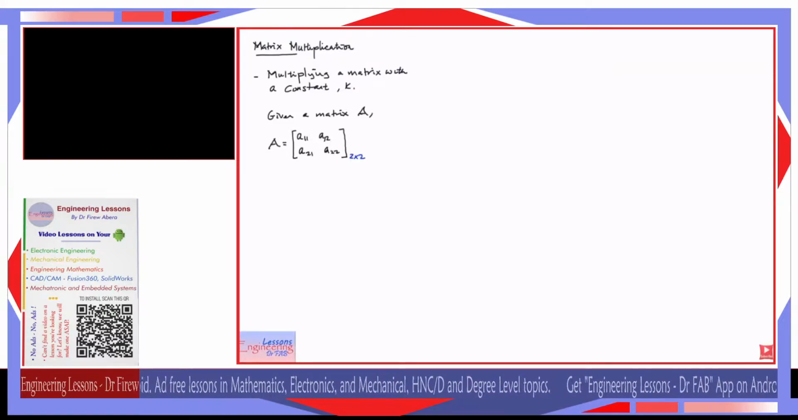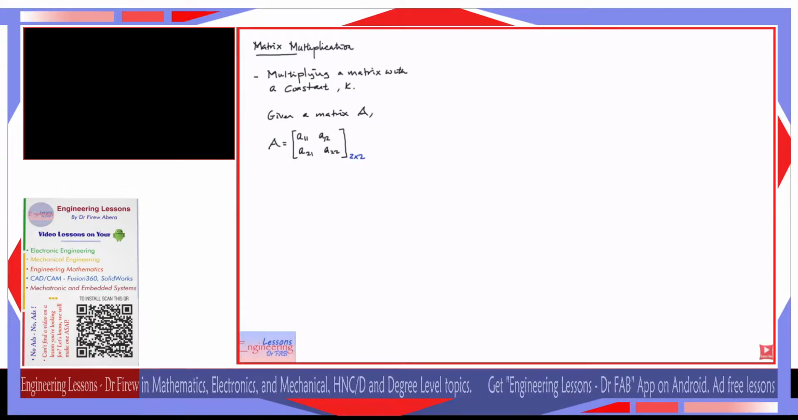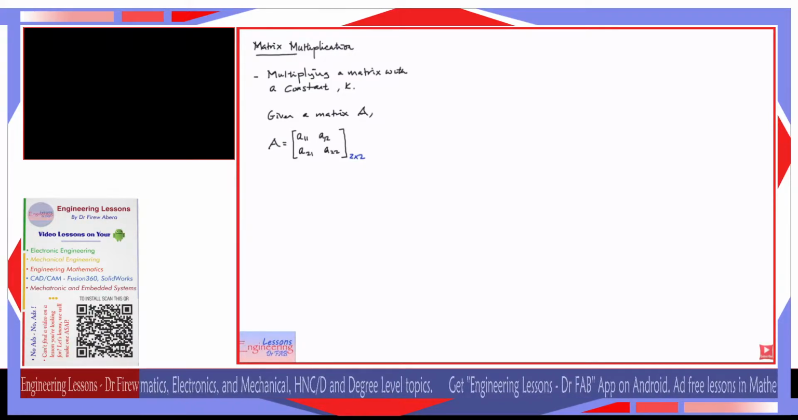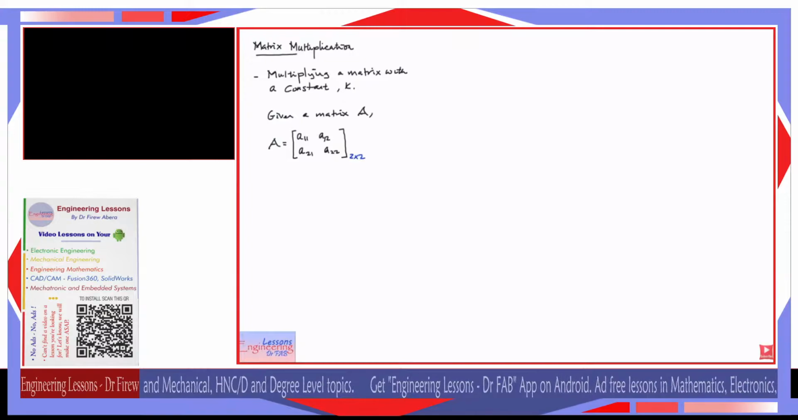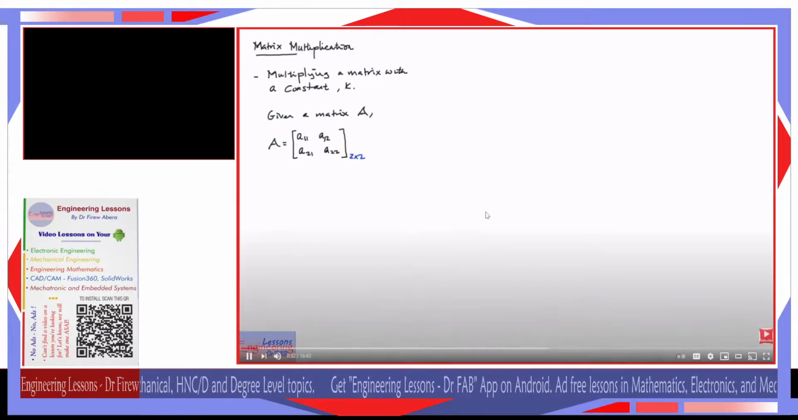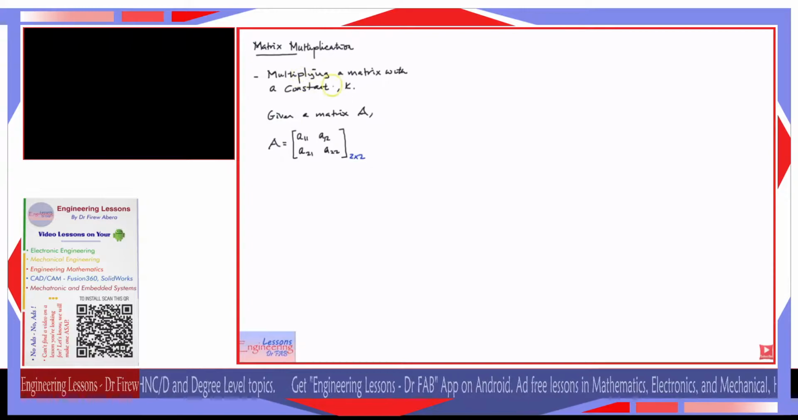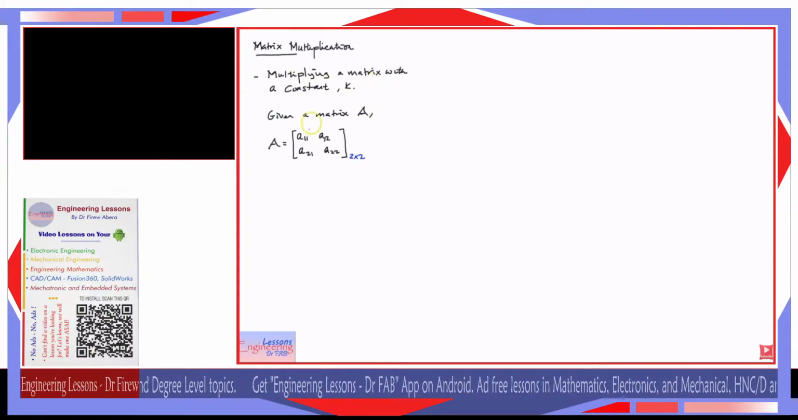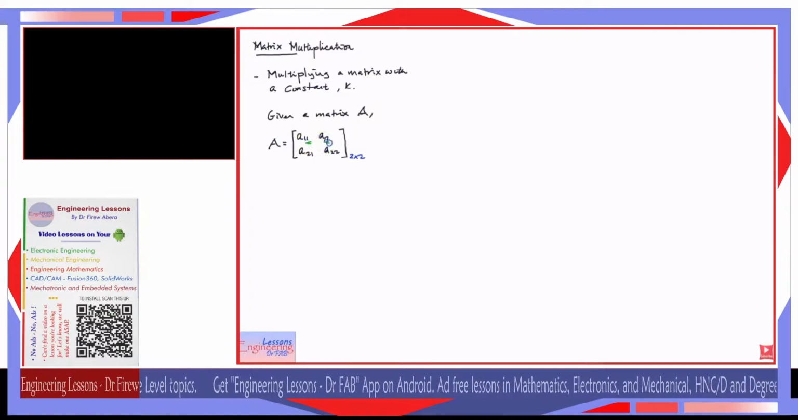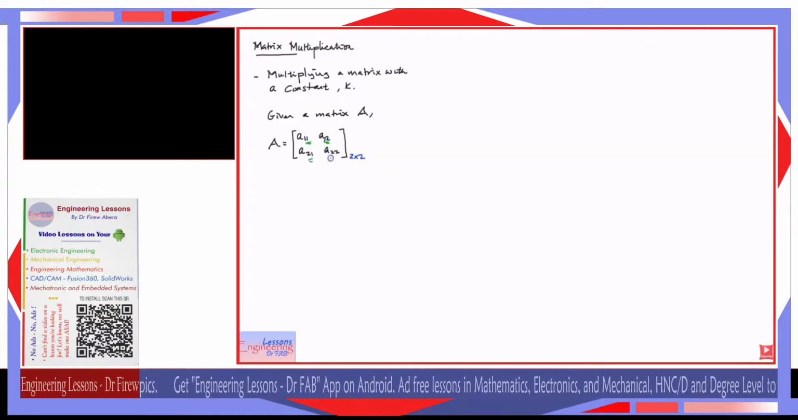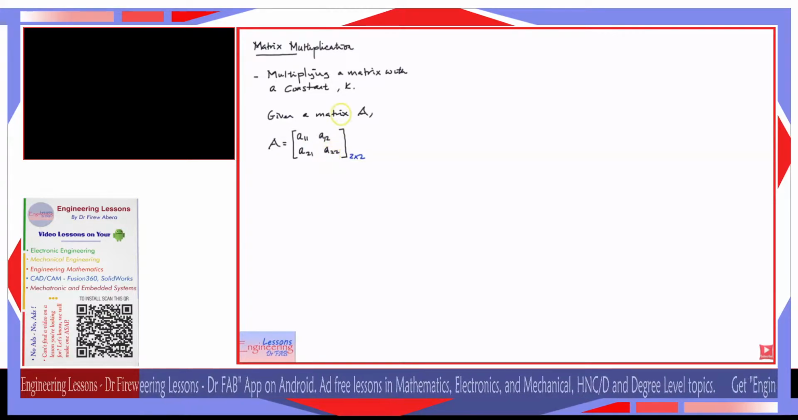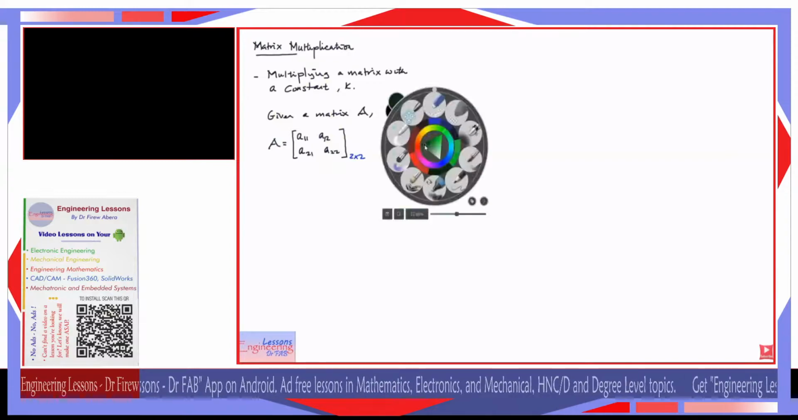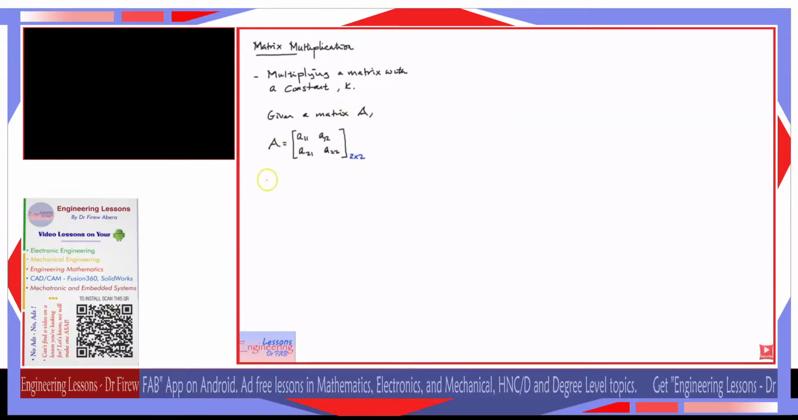So we'll be looking at matrix multiplication. Let's start from the first simple one, which is multiplying a constant with a matrix. Given a matrix A, which is A11, A12, A21, A22, we know that this is a 2 by 2 matrix. What we are interested in is finding the product.